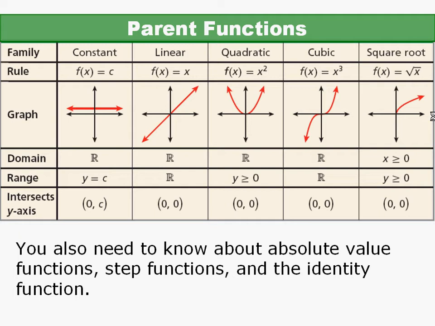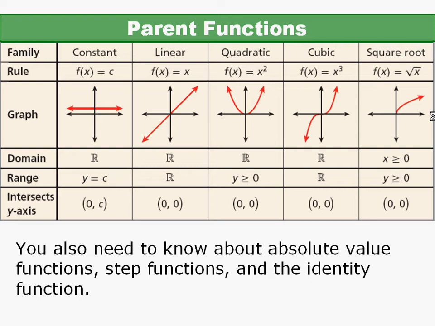For our quadratic, we have f of x equals x squared. Our domain, or x values, is all real numbers. Our range is only when y is greater than or equal to 0. As you'll notice in the graph, the red line, which is our graph of y equals x squared, does not go into the negative area of the y-axis. So the range is only where y is greater than or equal to 0.